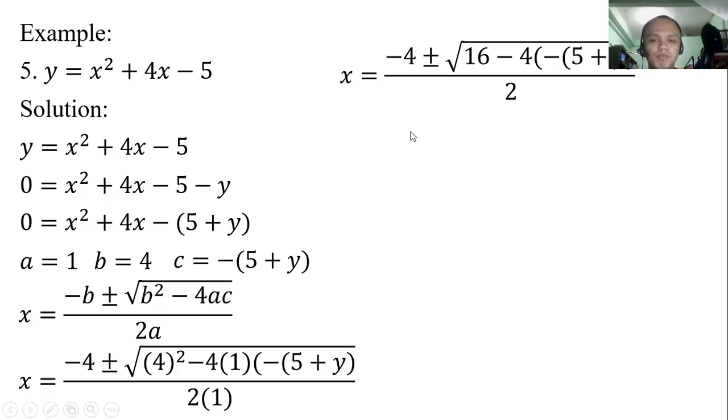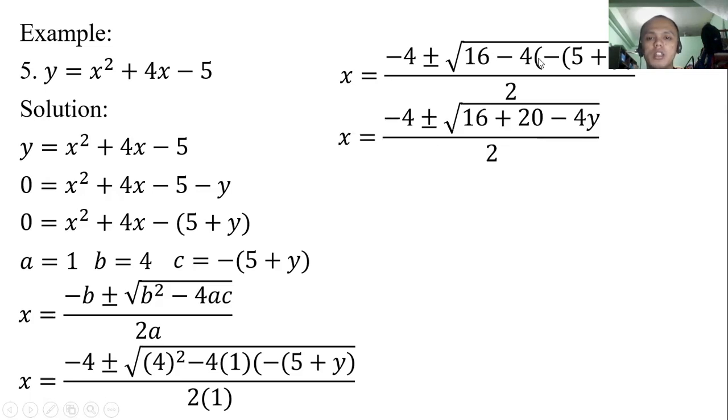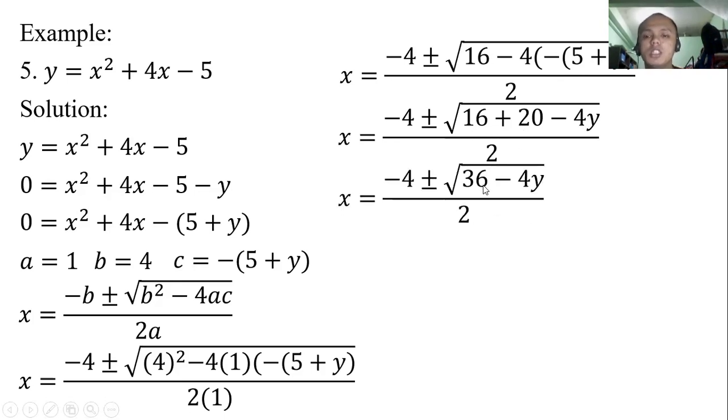Now, next, i-ano natin tong minus, tong negative sign. Kahit diretso na pala, no? Negative 4 times negative 5 is positive 20. Then, negative 4 times y is equal to negative 4y over by 2. Now, 16 plus 20, that is 36. Okay? Minus 4y.